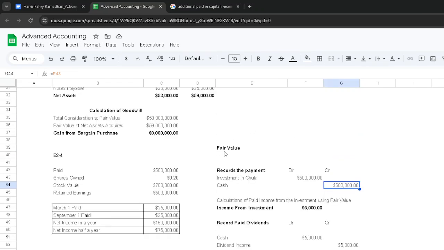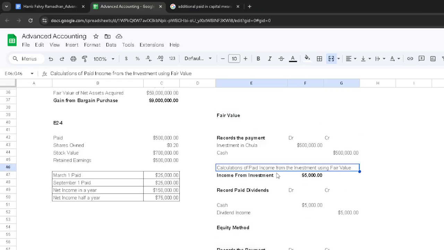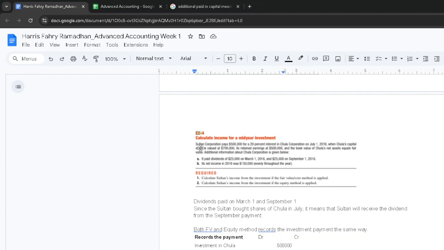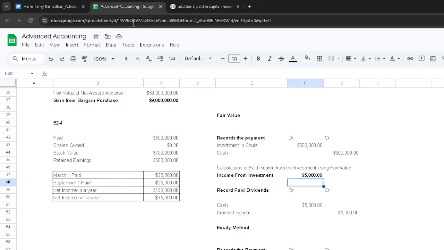After that, if we're using the fair value method, we want to calculate the income from the investment, and in here we want to use the fair value. So to calculate the income from investment using the fair value, we want to calculate using the amount paid that is relevant. If you look at the question, it states that they purchased 20% of the Chula company on July 1. So dividends paid before July 1 should not be relevant to this case.